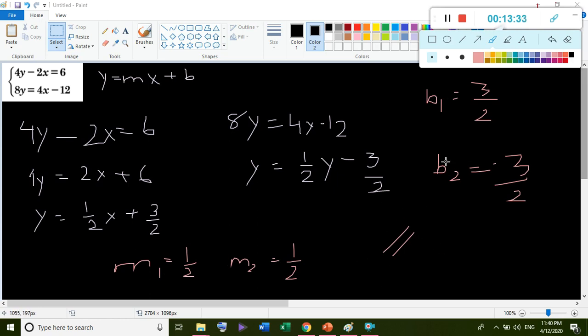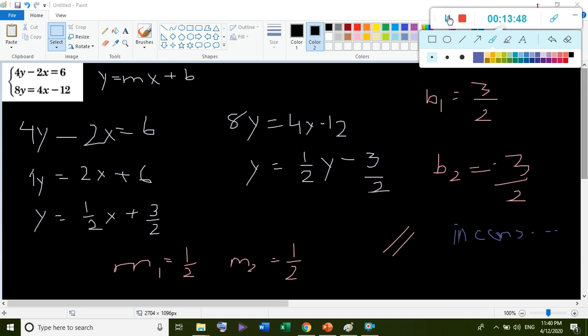And we said when the lines are parallel, the system is inconsistent. Inconsistent means no solutions because the lines are parallel.